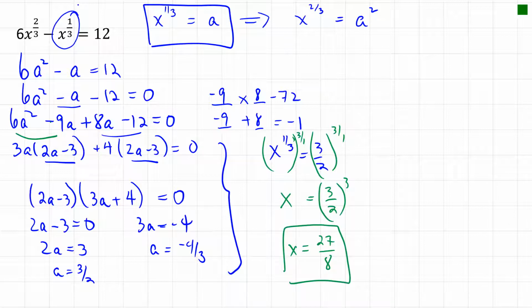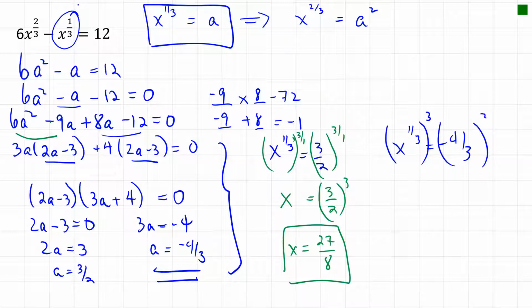And then if I do it again for the second possibility, which is x to the 1/3 equals negative 4/3, coming from right here, I'm going to cube this one and cube that one. So x equals negative 4 over 3 cubed. So x equals negative 64 over 27.